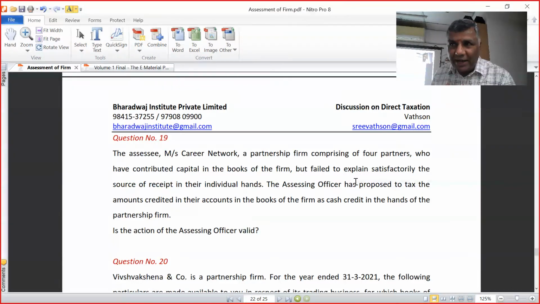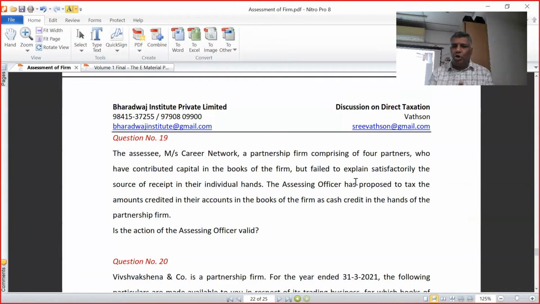Is the AO justified? The answer is no. AO can only proceed against the partners. AO should not have proceeded against the firm. The firm has explained the source. The firm has said, boss, source for me is this fellow. If he is unable to explain the source, AO should have proceeded against him. M. Venkateswara Rao case. And there is one other case which we will see in assessment. Wherever there is an unexplained cash credit, you should proceed only against that person and not against the firm. Okay. Question number 18 and 19 are case laws, which we will do later.